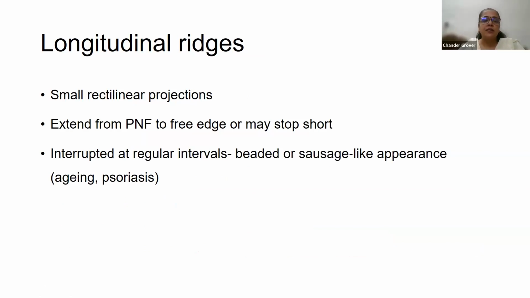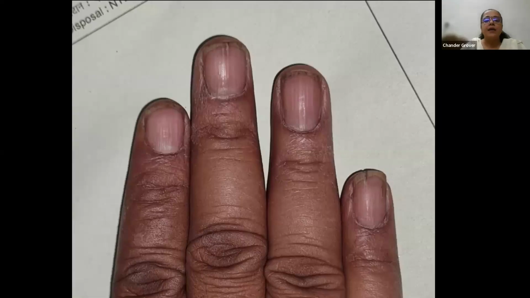Coming to ridges. Now, ridges are rectilinear projections extending from the proximal nail fold to the free edge, or they may even stop short of the free edge and be interrupted at regular intervals. This is known as a sausage bead appearance. Beaded or sausage appearance, again associated with aging or with psoriasis. So this you can see now, I just put this picture to make you, I don't know, more confused or less confused.